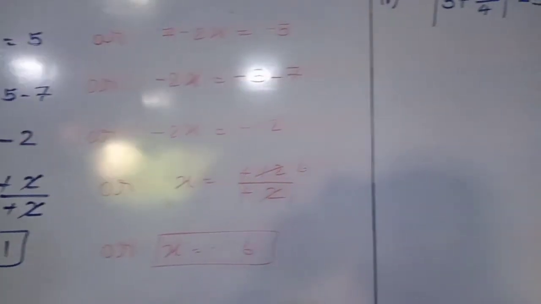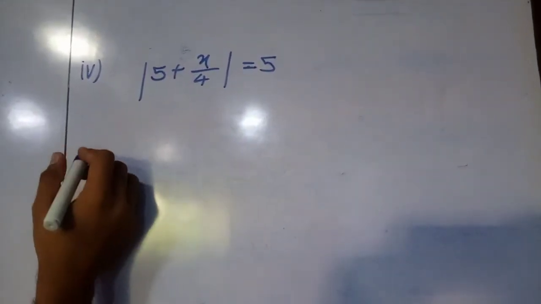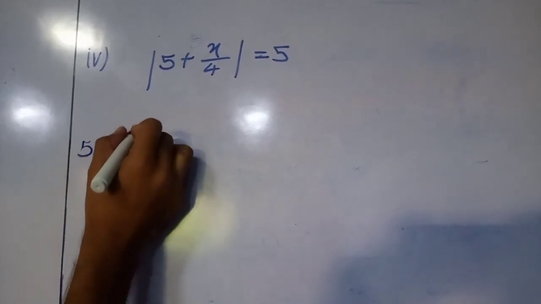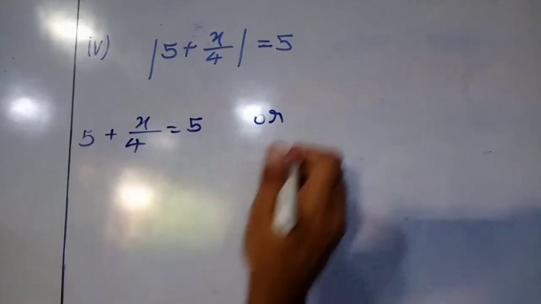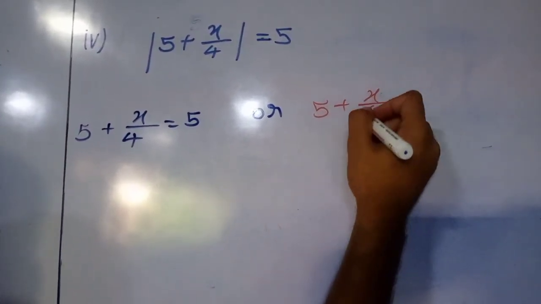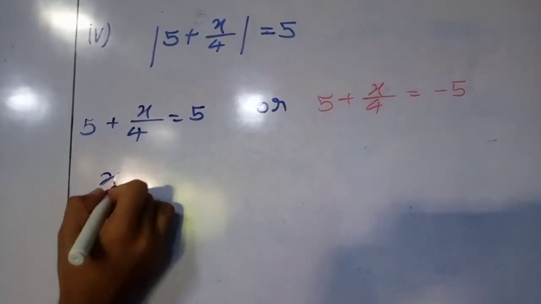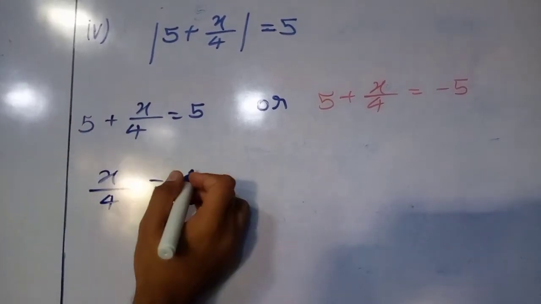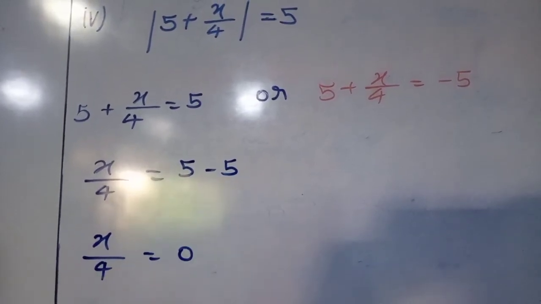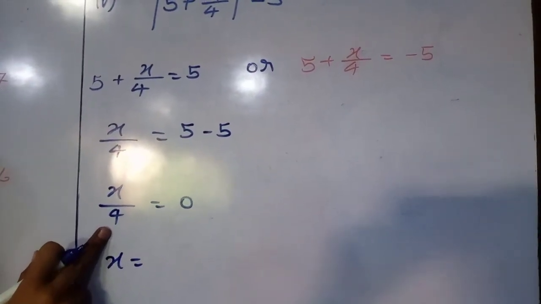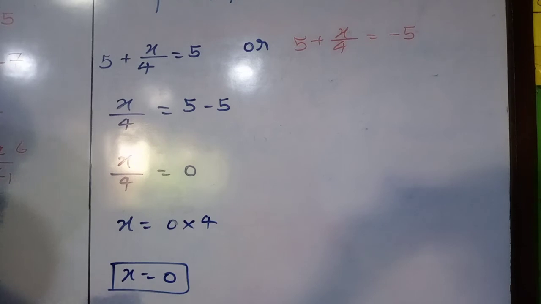Now proceed to the next sum, that is 5 plus x upon 4 is equal to 5, or we can write 5 plus x upon 4 is equal to minus 5. Let's solve the first one. x upon 4 is equal to 5, this plus 5 will become minus 5. So x upon 4 is equal to 0, 5 minus 5 is 0. The 4 is over here, division will become multiplication with 0. So x is equal to 0. We got the first value of x is 0.